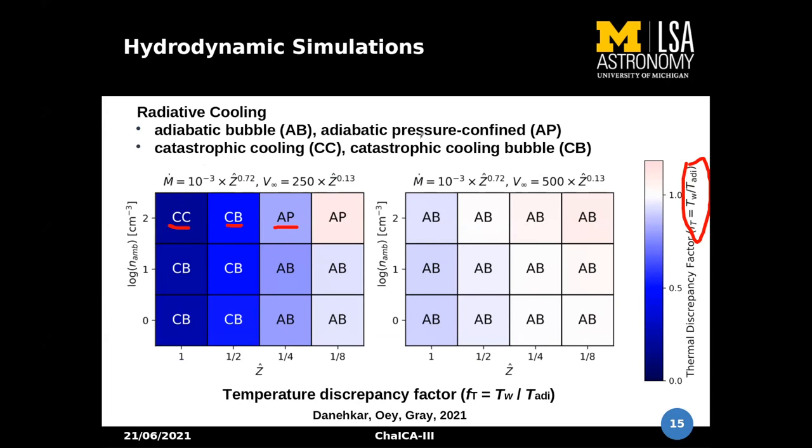The adiabatic solution separates confined winds, and AB is adiabatic with bubble. And here there is a classification based on this. And we see here, this is the wind velocity. By increasing wind velocity, we also increase the formation of catastrophic coolings.